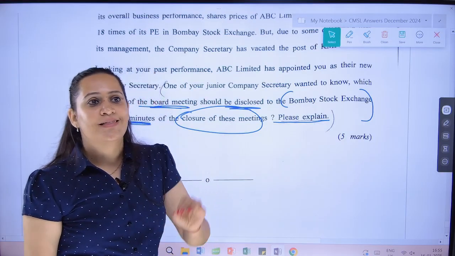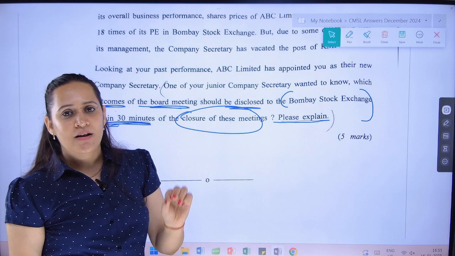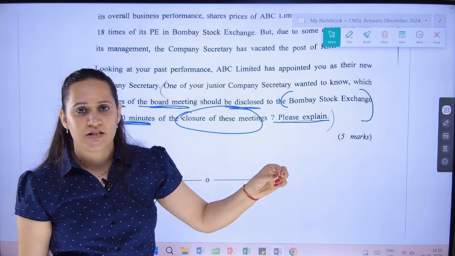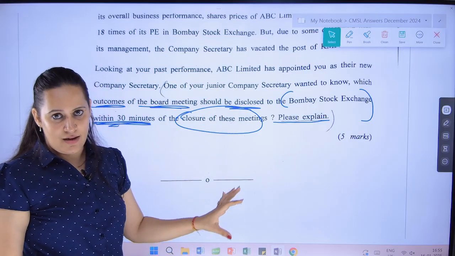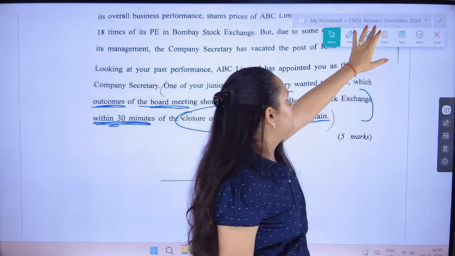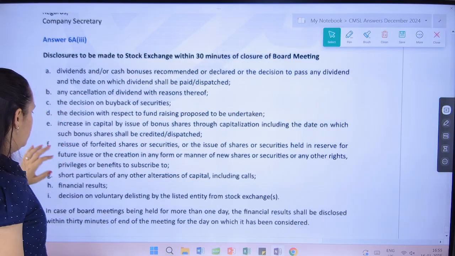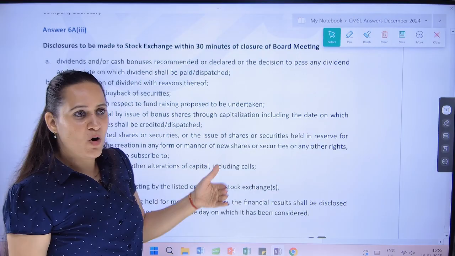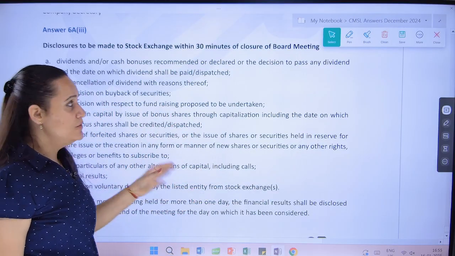You have to give the list of transactions which are held in the board meeting, which have to be disclosed to the stock exchange immediately within 30 minutes of closing the board meeting. Direct question under the LODR regulations, that is disclosure requirements. A list is there, direct question. If you have studied the regulations, it is easier for you all to answer. I am not teaching, I am telling how you are going to answer, and we are discussing the question.